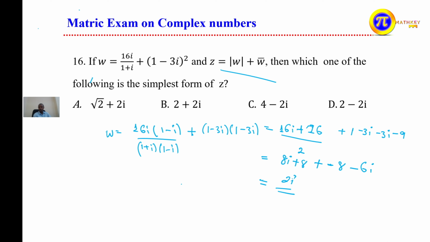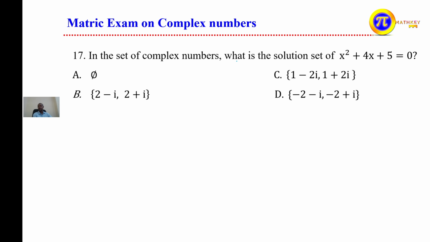If W is this one, what is the value of this? That means Z is equal to the norm of W plus the conjugate of W. Since W is 2I, the norm of 2I plus the conjugate of W, which is negative 2I. The norm of 2I is 2, so 2 minus 2I. The value is 2 minus 2I. Our choice is D.